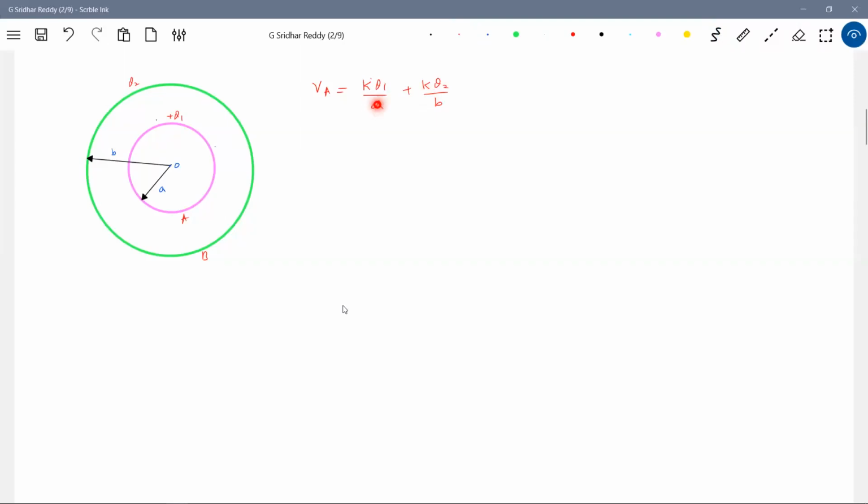The potential comes from superposition, you're right. Similarly, the potential at B. Again, first assume that only shell A is present. Here, at this particular point, only due to shell A. Now, where does the point lie? The point lies outside shell A.